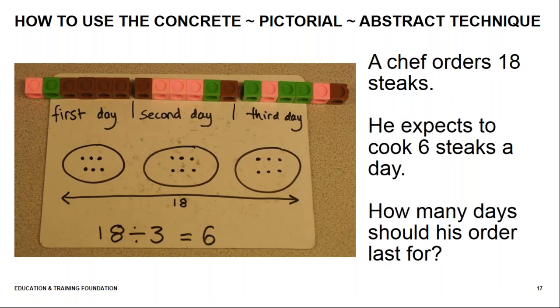In this question, the student has used multi-link cubes and initially joined them all together in a long line of 18. They then started breaking off 6 at a time to show how many steaks were cooked each day. The next step was to convert this to a diagram using dots and then be supported to link division to the concept of grouping, which is exactly what they have shown using the cubes. The next topic we will be looking at is bar modelling.